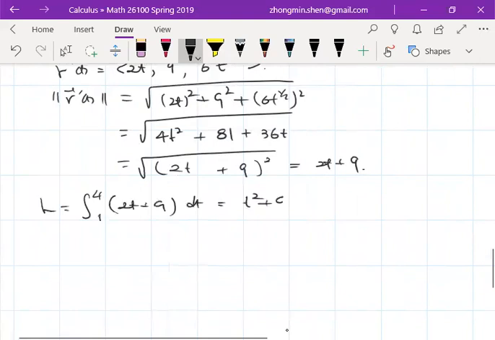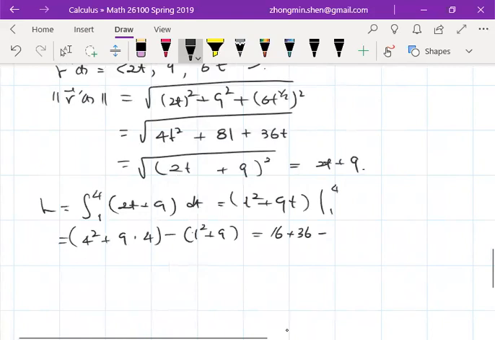All right, so then the length is going to be the integral from 1 to 4 of 2t plus 9 dt, and the entire derivative. The rest of it is simple: 4 squared plus 9 times 4, minus 1 squared plus 9. So you can simplify as 16, 36 minus 10. It's easy to see that 52 minus 10 is going to be 42.